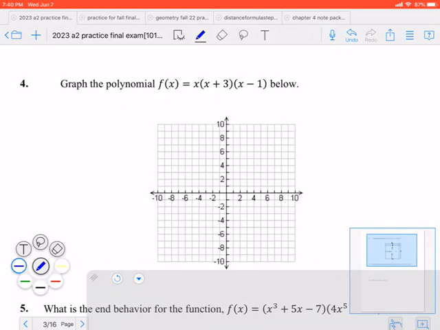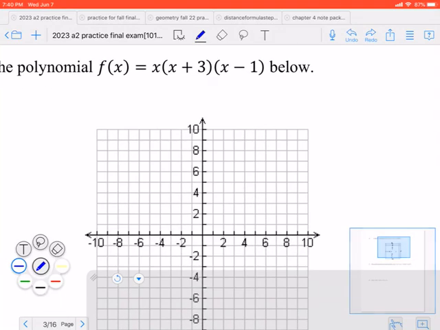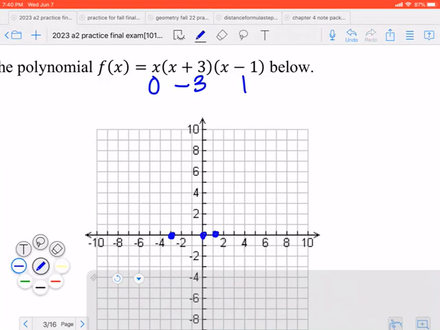Graph the polynomial. Okay, so this is in factored form. It's not multiplied out. So that tells us the roots. That means it's crossing the x-axis through 0, negative 3, and positive 1. Negative 3, 0, and positive 1. X times x times x. It's a cubic function if it was all multiplied out. And so that means the leading coefficient is positive and the exponent is odd.